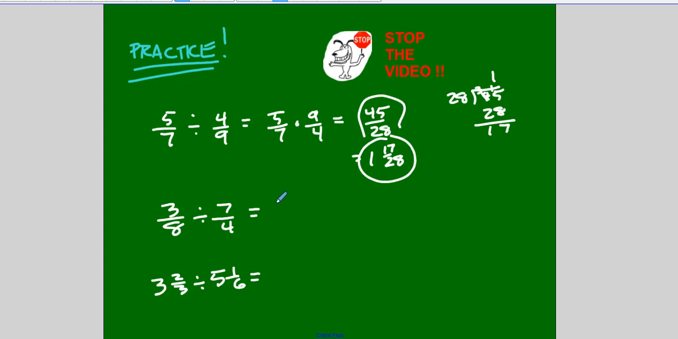So in the second one, I change the division to multiplication, take the reciprocal. So this time I got 3 over 8 times 4 over 7. Well, I can reduce the 4 and 8. I can divide 4 into 4 once, 4 into 8 twice, so 3 times 1 is 3, 2 times 7 is 14, so we get 3 fourteenths.